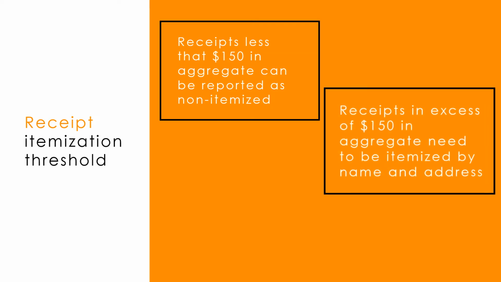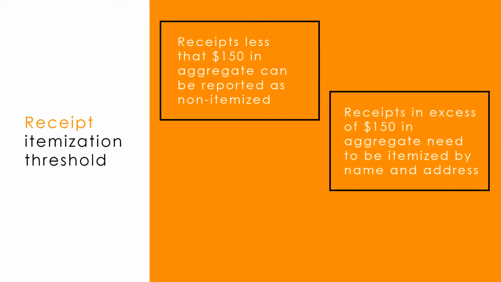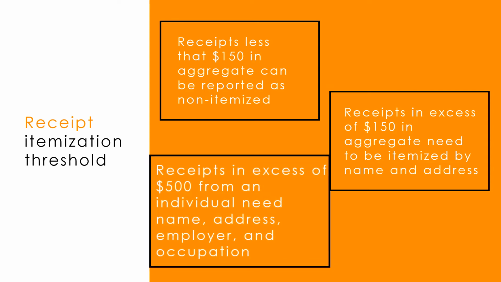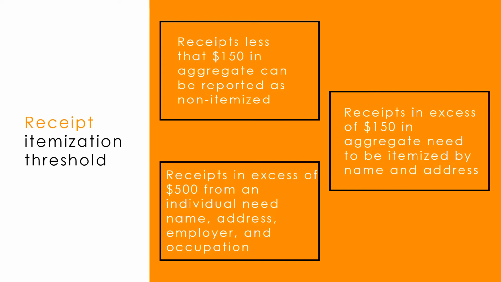Receipts of more than $150, though, need to be itemized. Itemized receipts will require the name, address, date, and amount of the contribution to be reported on a Schedule A, except that itemized in-kind contributions are reported on a Schedule I. Anytime an individual gives a committee more than $500, their employer and occupation will also need to be provided. When looking at whether or not a receipt needs to be itemized, it's important to remember that a committee must have records for all contributions received. Keeping good records will ensure that you have all the information required for the quarterly report.